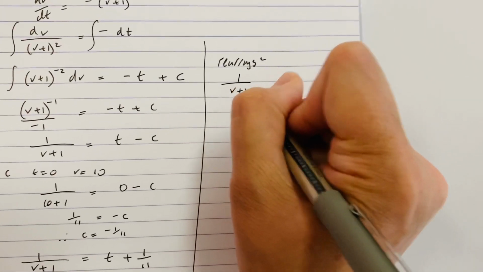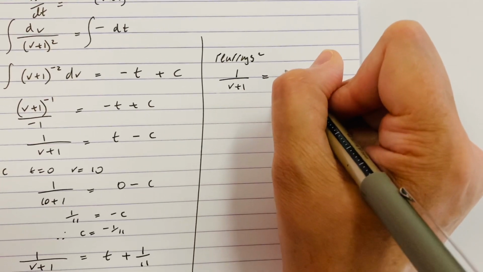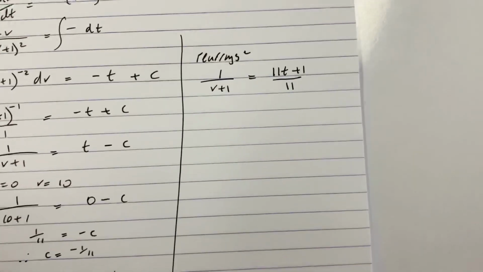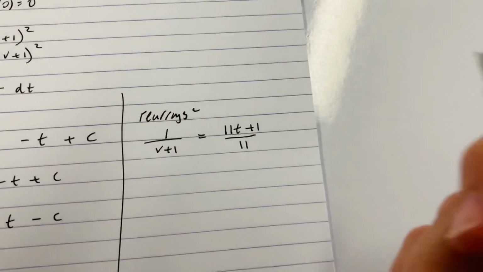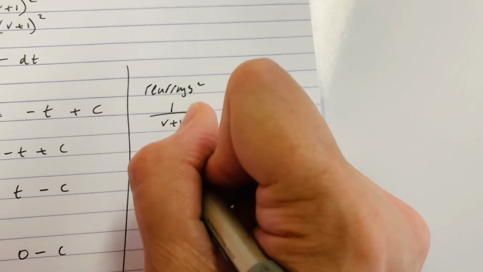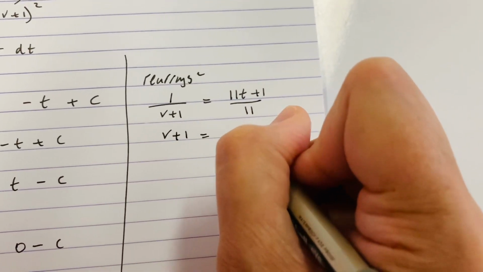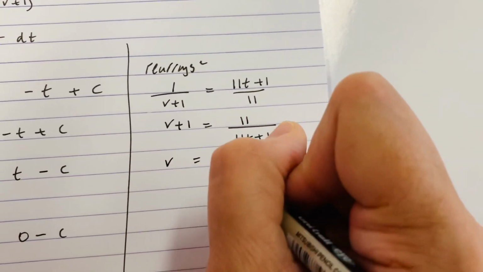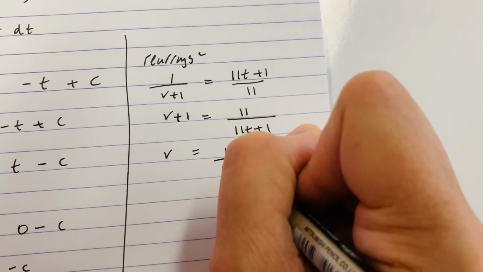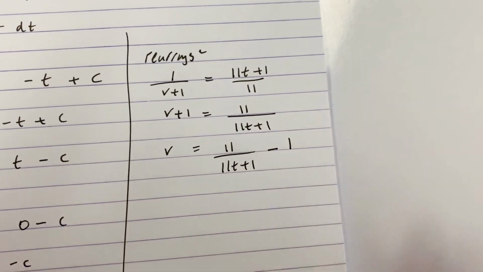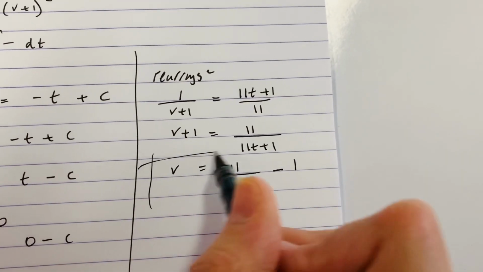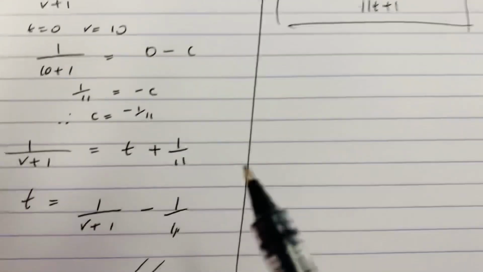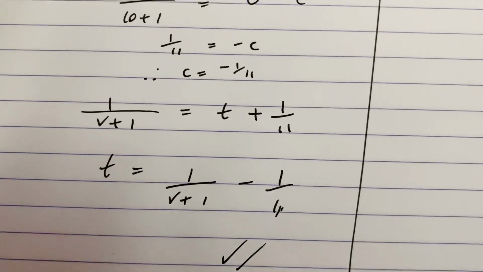I'd put it as 1 on (v plus 1) equals (11t plus 1) over 11. Then it would be simple, I flip both fractions, I get v plus 1 equals 11 over (11t plus 1). And then v equals 11 over (11t plus 1) minus 1. So it is quite simple if you need it to be in the form of v equals, or leave it as t equals.